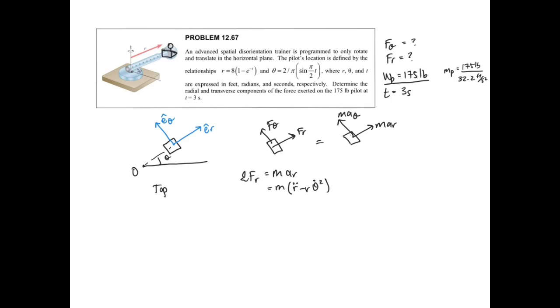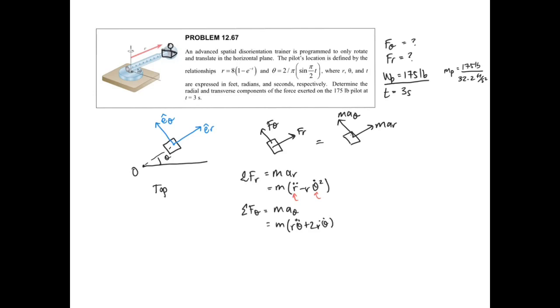To fill in this equation, we just need our R double dot and our theta dot, which come from our derivatives. Same thing for our summation of forces in the theta direction. We would have m a theta, which is equal to m times R theta double dot plus 2 R dot theta dot.